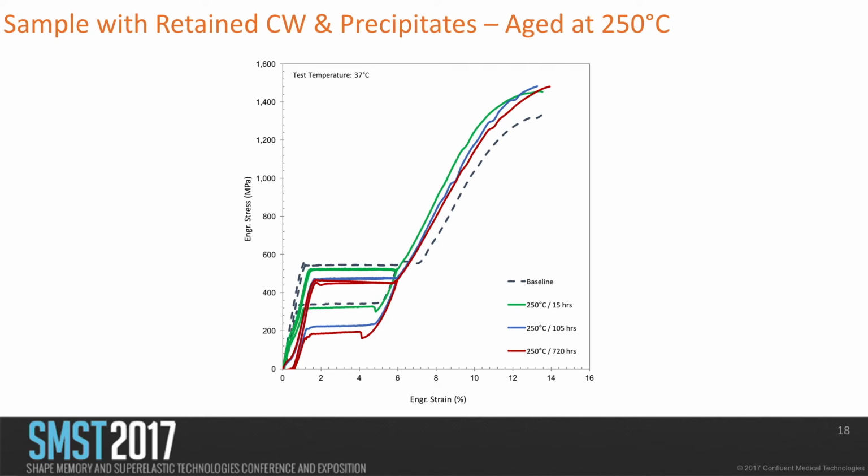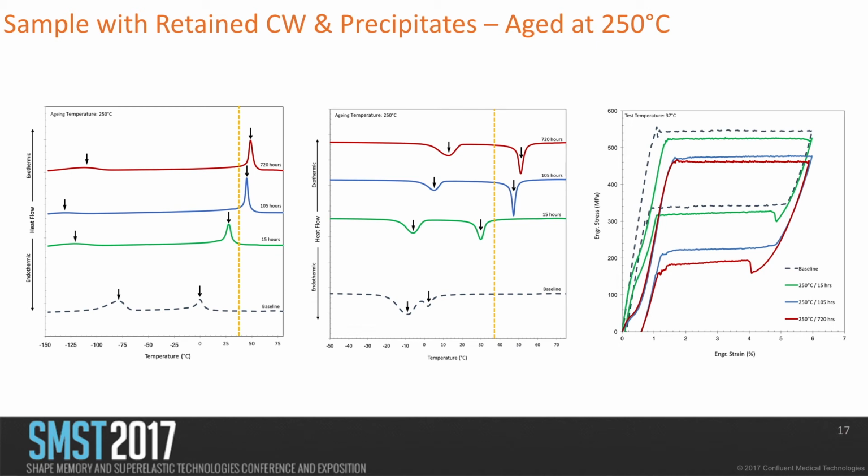But let me go back. I want to point out something really interesting. As an industry, we're obsessed with AF, right? Look at these two, the blue and the red curve. The vertical lines here are the body temperature. The AF of the blue and red lines, which is around here, is about 50 degrees C.